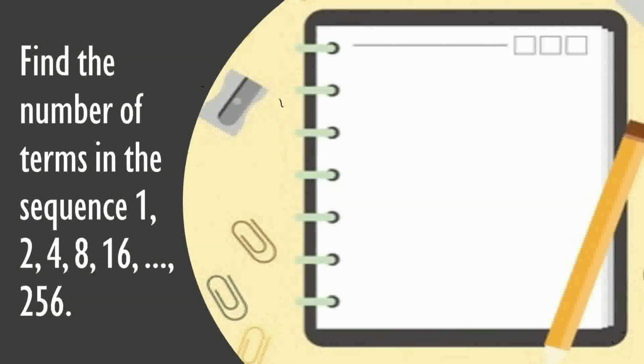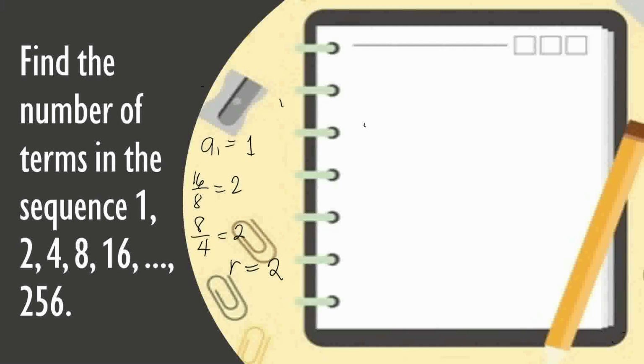Find the number of terms in the sequence 1, 2, 4, 8, 16 up to 256. So here, meron na tayong a sub 1 which is equal to 1. And our common ratio, so let's divide a number by its previous number. So let's have 16 divided by 8, which is equal to 2. And then 8 divided by 4, which is also equal to 2. So therefore, ang ating common ratio is equal to 2.